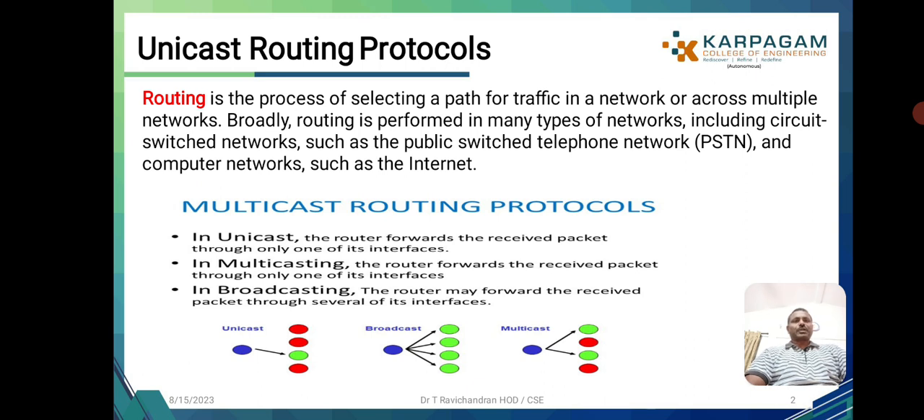Unicast routing protocols. Routing is the process of selecting a path for traffic in a network or across multiple networks. Routing is referred to in many types of networks, including circuit-switched networks, such as the public switched telephone network, and computer networks, such as the internet.